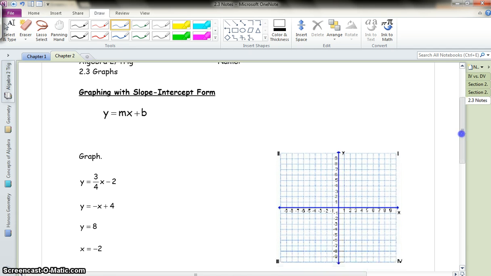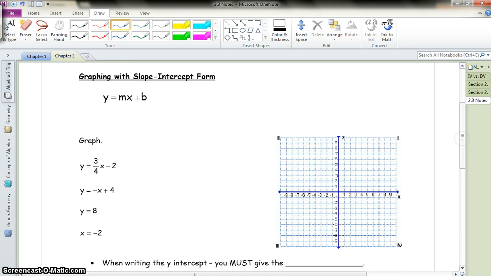Now this is day 2, chapter 2 notes, and we're focusing on graphs today: graphing in slope-intercept form and graphing with intercepts.